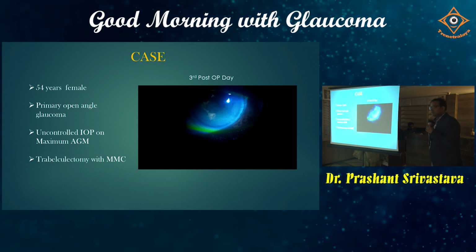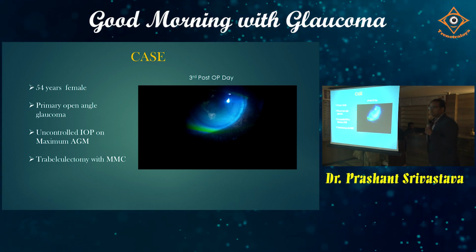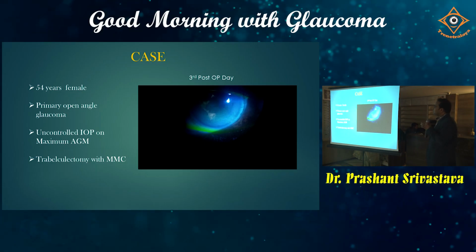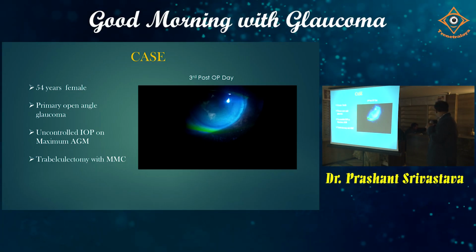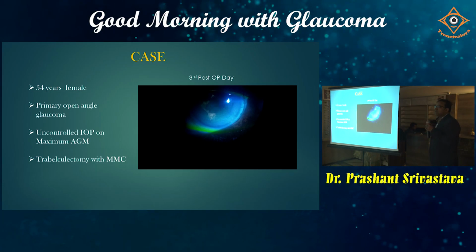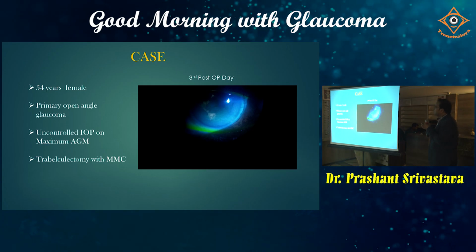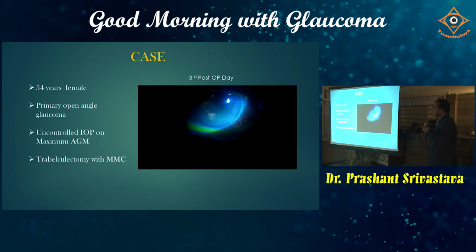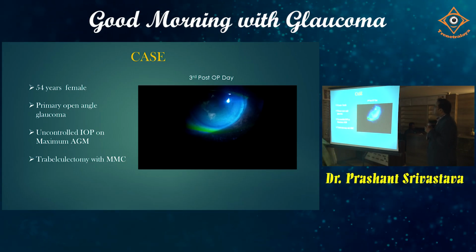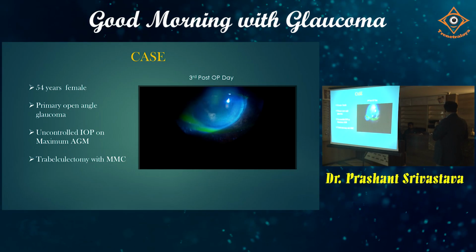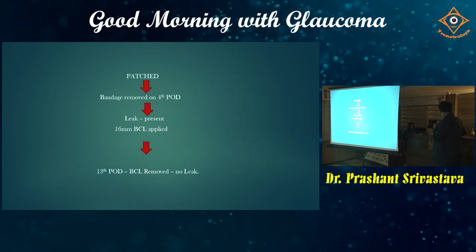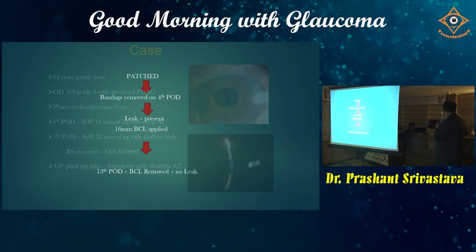If the leak is persistent, we put a BCL, probably a large size BCL of 16 millimeter, and then follow with antibiotic cover. The BCL can be kept for a month also, and in this way it generally heals. If it doesn't heal, then we have to use sutures, as Debasis was telling. We can suture the leaking bleb, and generally these patients do well. It's a very common complication in the case of trab.